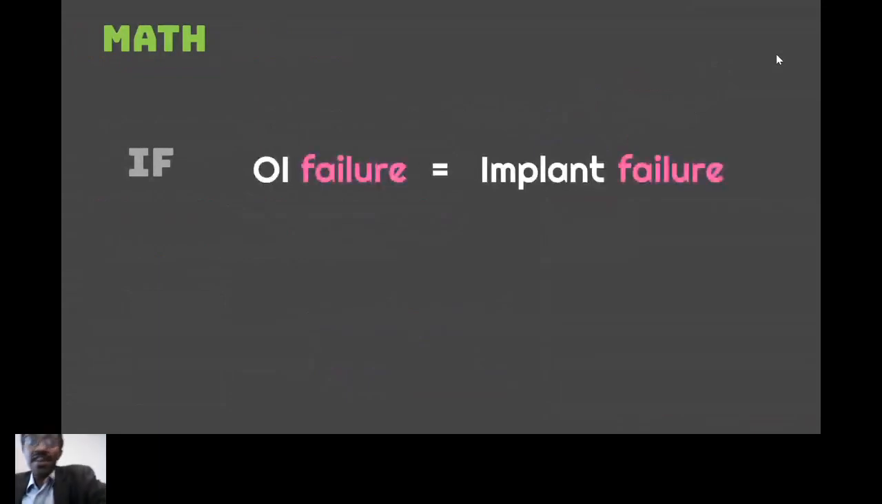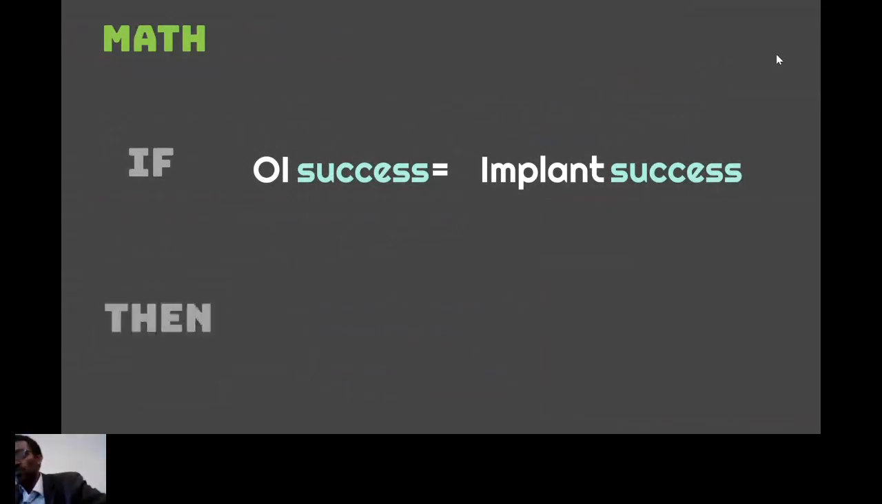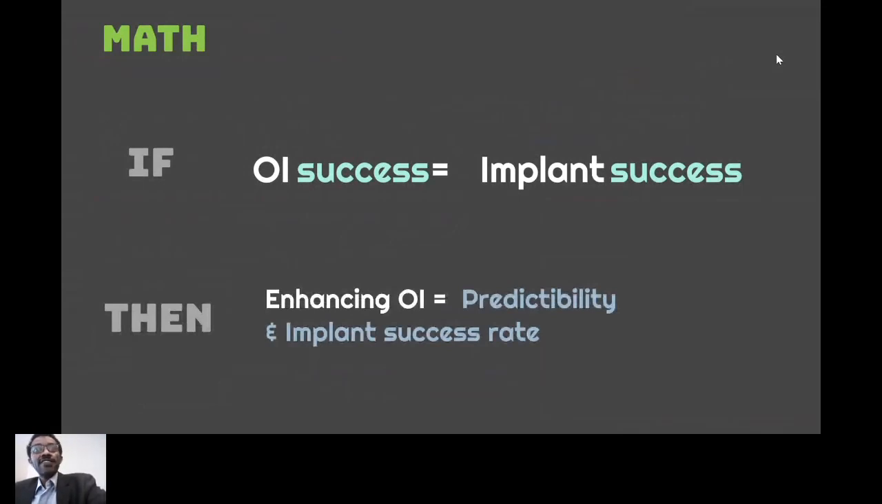So basically, osseointegration is the main thing. If you do the math here, if osseointegration failure equals implant failure, therefore osseointegration success equals implant success, if you remove the failure and put success. Therefore, enhancing osseointegration equals more predictability and implant success rate.